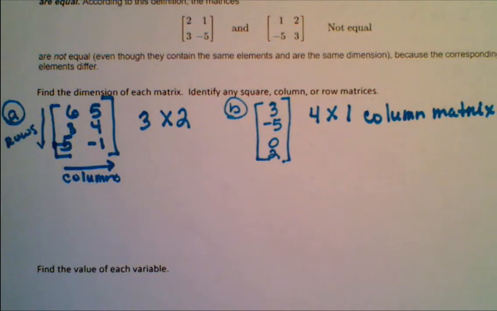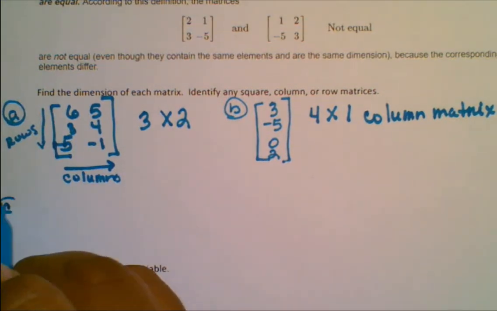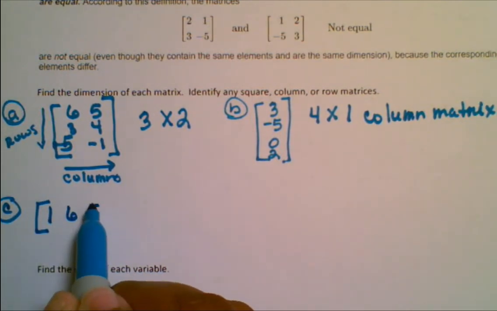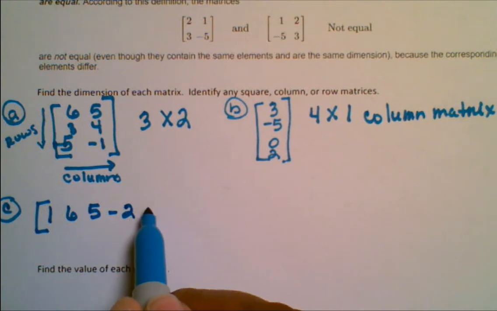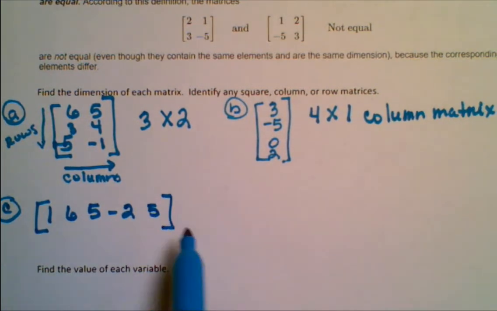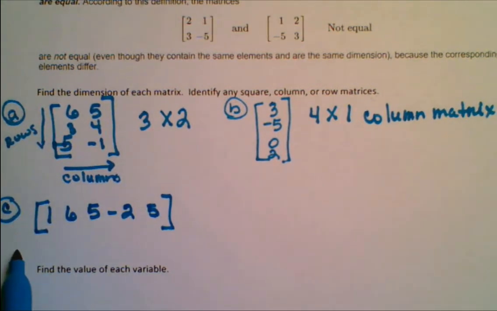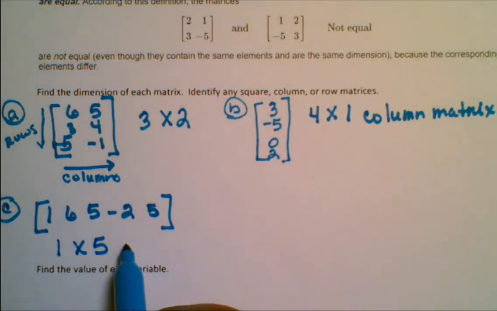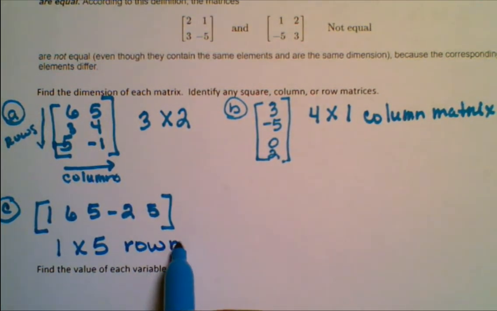Next example, we have 1, 6, 5, -2, and 5. These are our elements here. What would be our row? What would be our column? We have 1 row and 5 columns. And this is what we would call a row matrix.